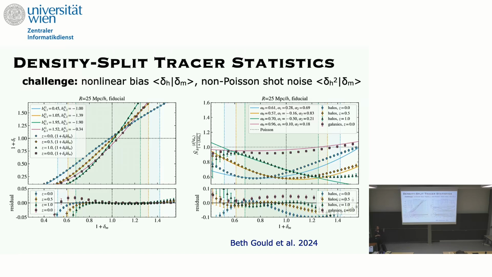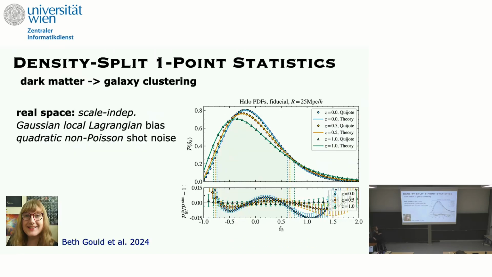But the nice thing is, if you have reasonable models for the conditional mean and the conditional variance, you can basically lift your theoretical predictions right from the matter to the tracer. So this is work of my PhD student, Beth, right? Here are shown halo one-point distributions at scale of 25 megaparsec at 3 different redshifts, right? And this is the combined theory model here. So this actually works nicely.